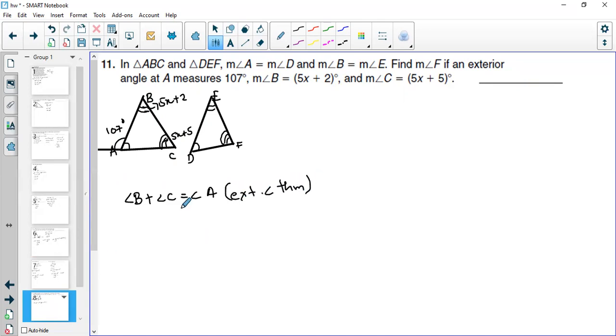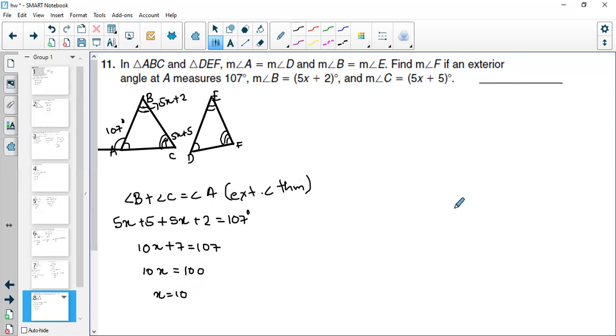Okay, angle B is 5x plus 5 and angle C is 5x plus 2, which is equal to 107 degrees. So this is going to be 10x plus 7, which is going to be equal to 107. So 10x is going to be equal to 100 because 107 minus 7, x is going to be equal to 10. So you're done almost with the question.